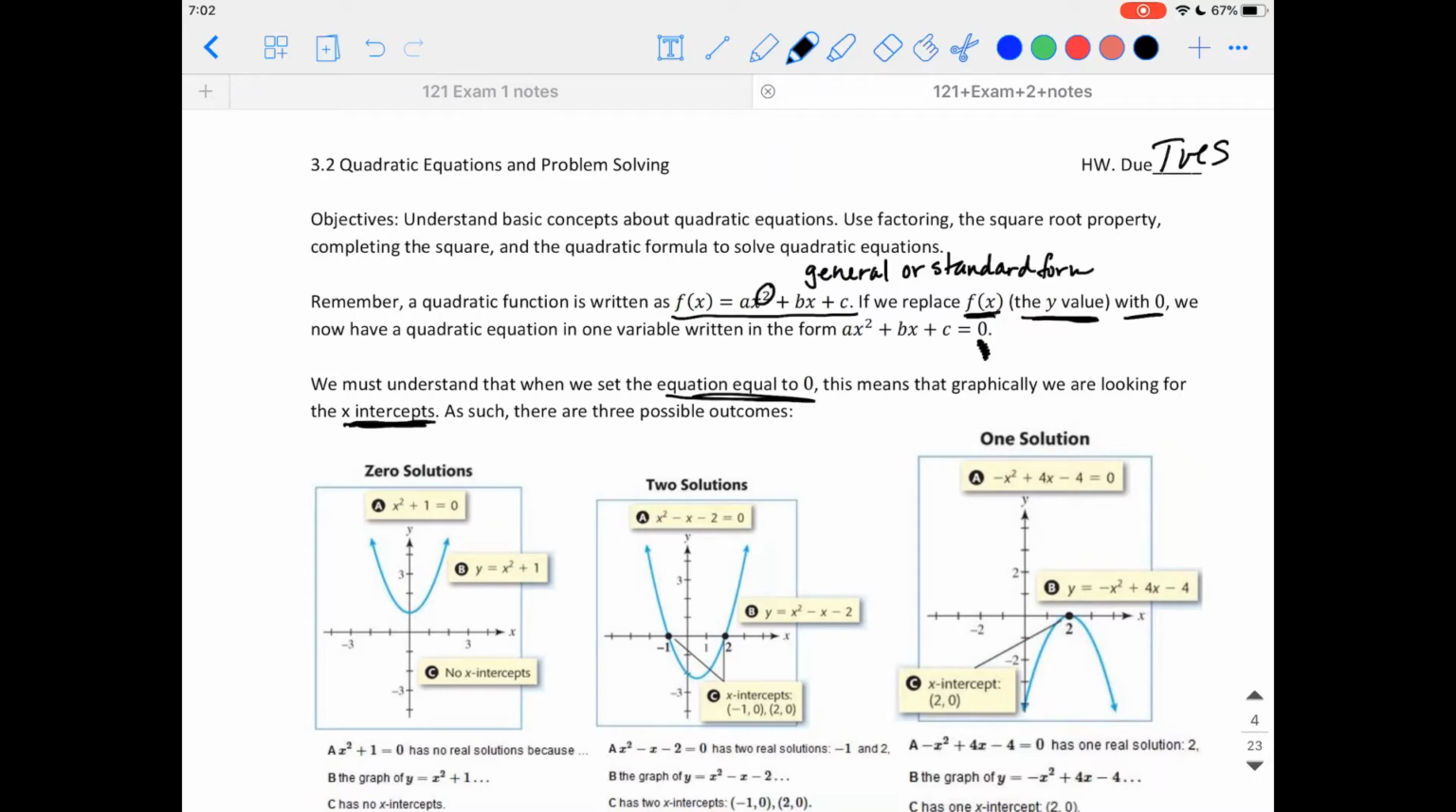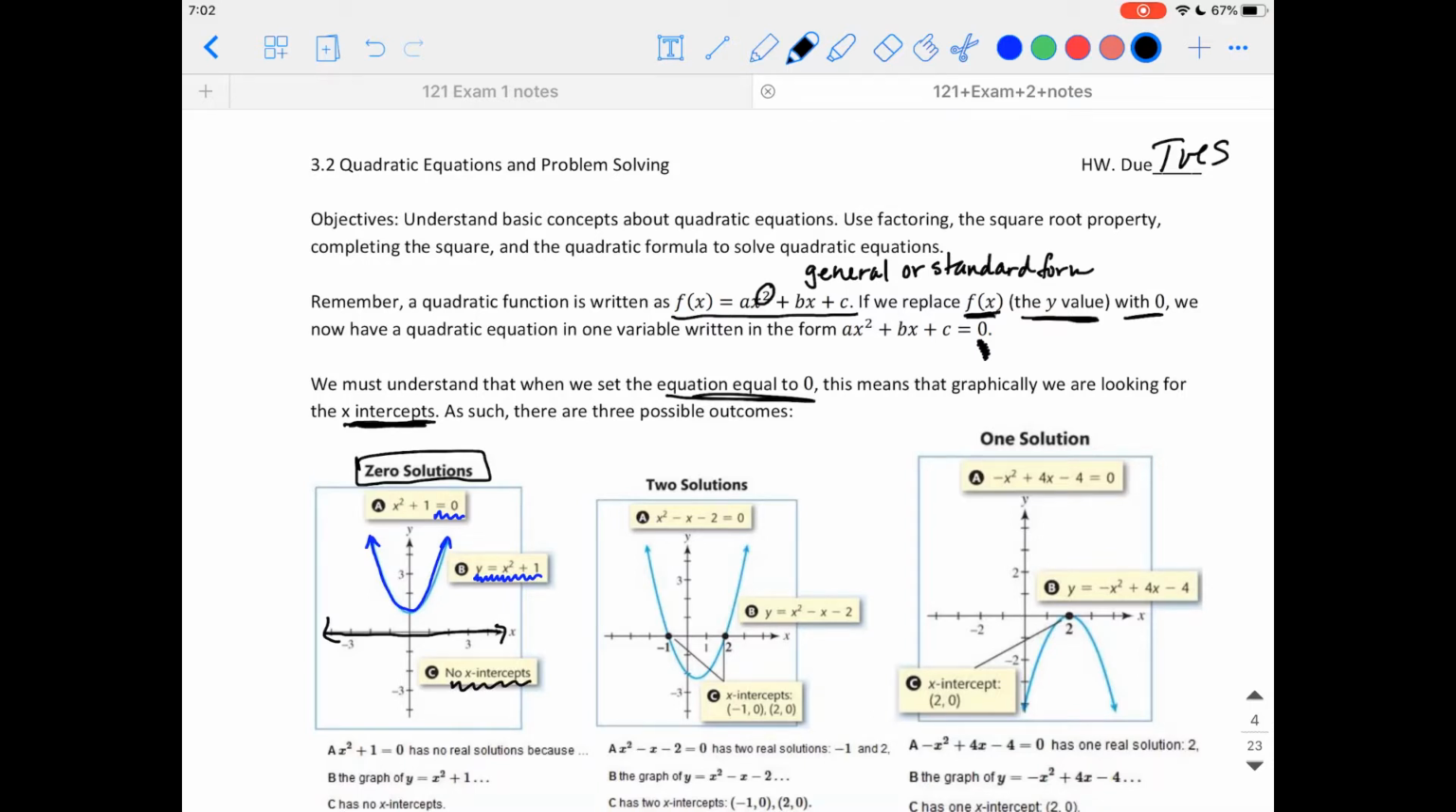As such, there are 3 possible outcomes when dealing with quadratics. We can have 0 solutions, or no solutions. So this graph right here is y equal to x squared plus 1. If we set it equal to 0, we can see that it does not cross the x-axis. So as such, we have no x-intercepts.